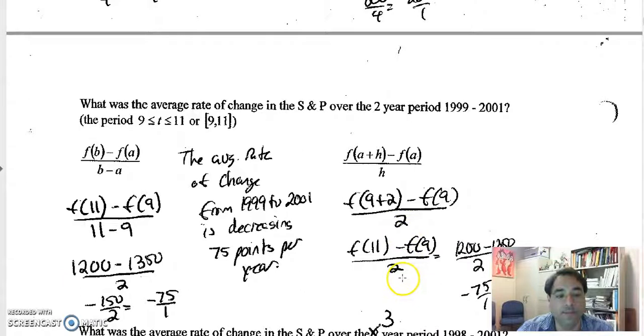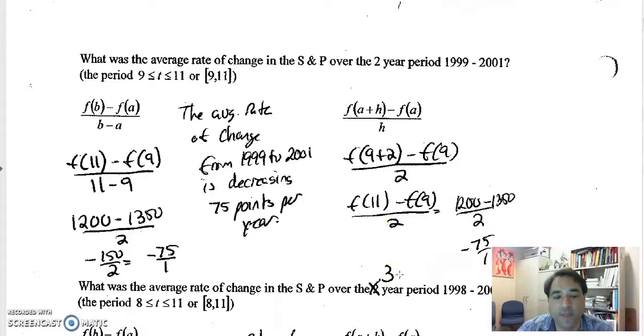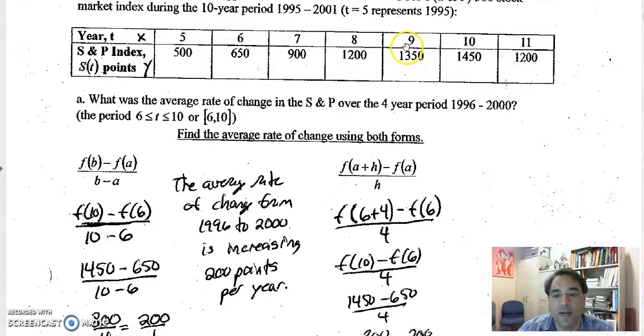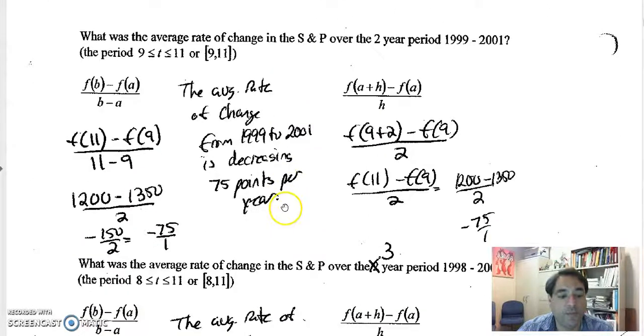Another example would be, what is the average rate of change for the 2-year period from 9 to 11? Well, it would be starting at 9, ending at 11, f of 11 minus f of 9 over 11 minus 9. If we go back to the chart, the output of 11 is 1200. The output of 9 is 1350. So 1200 minus 1350 over 2, 11 minus 9 is 2, gives you negative 75 over 1. So the average rate of change from 1999 to 2001 is decreasing, because it's negative, 75 points per year. Using the other formula, same answer. f of 9 plus 2, which ends up being f of 11, minus f of 9 over 2, which is h, gives you negative 75 over 1.